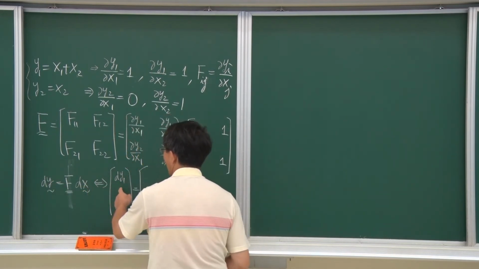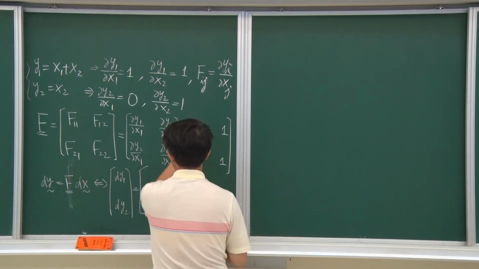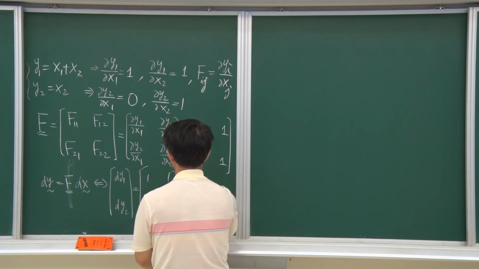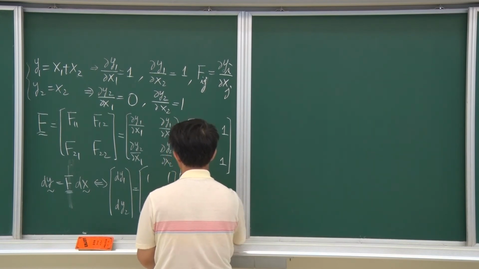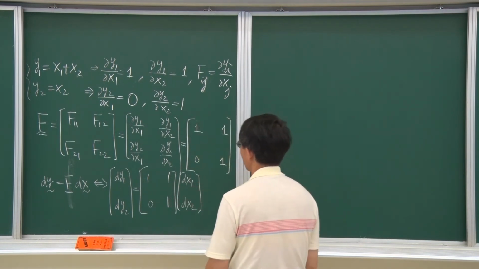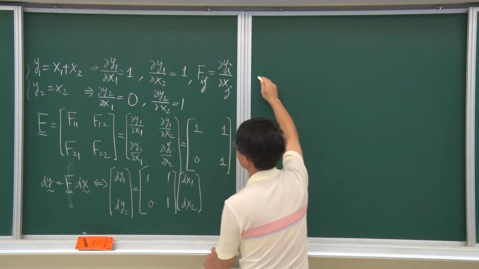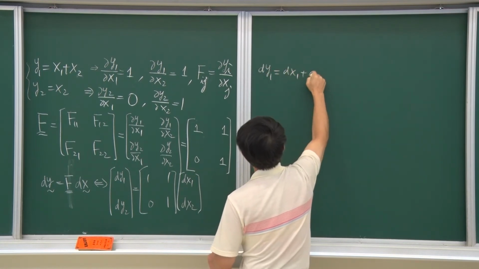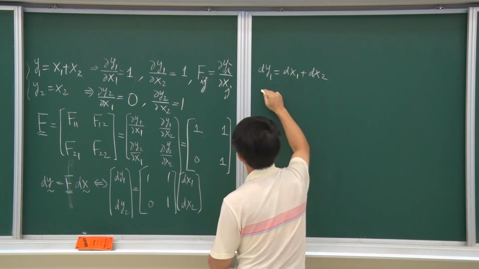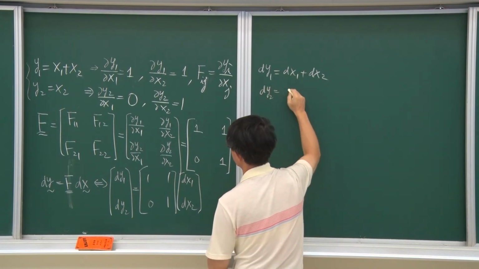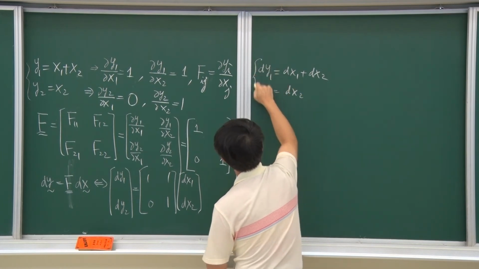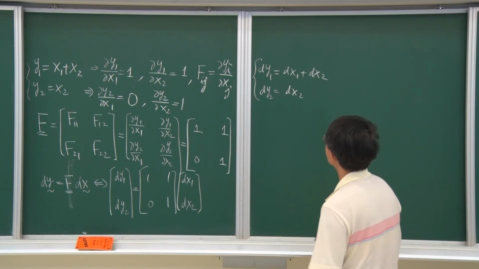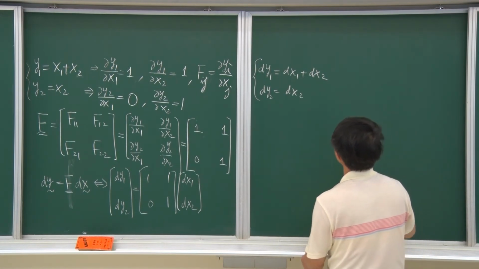So we first have a relation like this. This is the y vector, and F is 1, 1, 0, 1, times dx1, dx2. Okay, and then we have this relation. This is the relation for the material lines. Okay, let us look at the picture here.